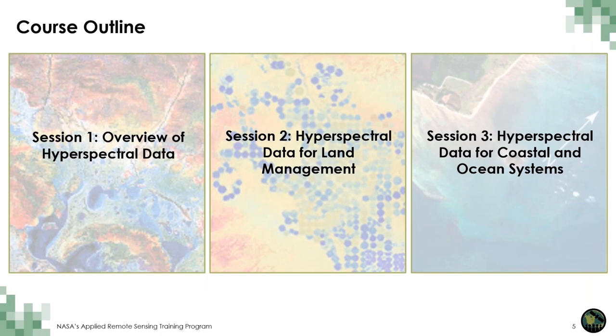Now, in session one, we saw an overview of hyperspectral data with Amber, how it differs from multispectral, and some portals where you can access the data. And last week, we provided an overview of the use of hyperspectral data for land systems management. And today, we're going to talk about the use of hyperspectral data for coastal and ocean systems. Again, remember, this is an introductory webinar, and eventually we will talk also about some case studies. Towards the end, my colleague Zach Benson is going to provide a short demo on how to access and process hyperspectral data for coastal systems.